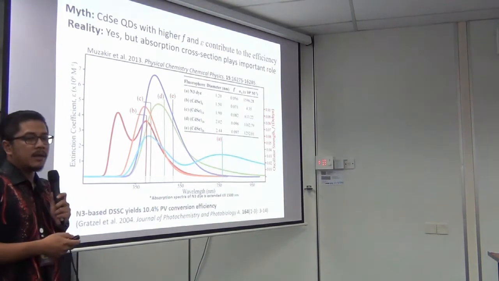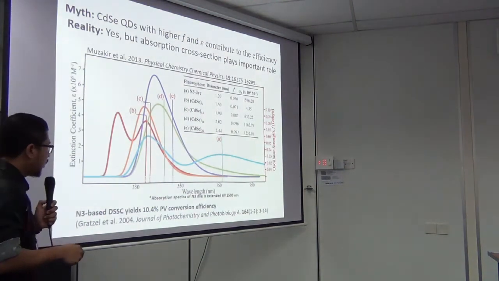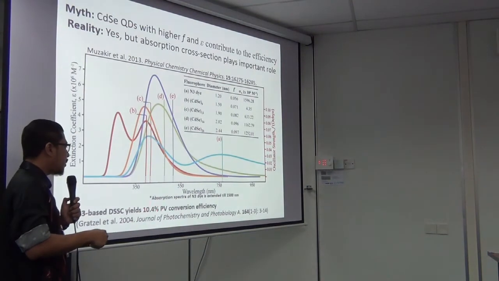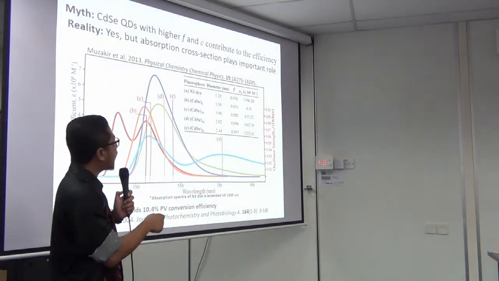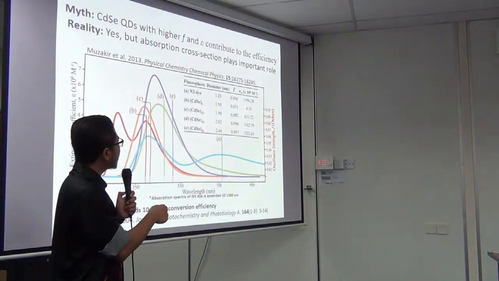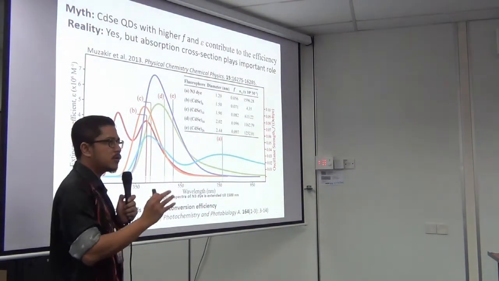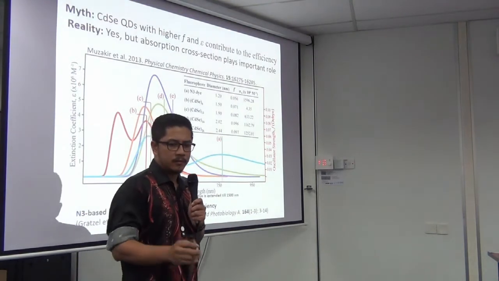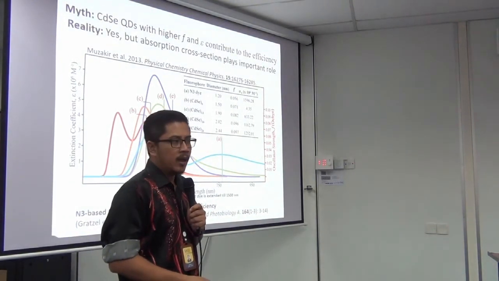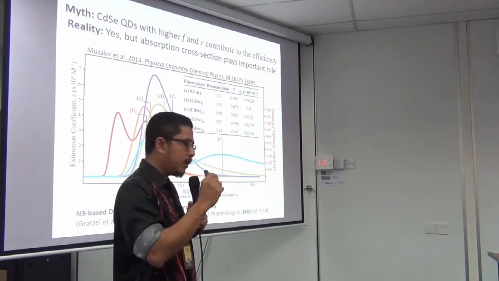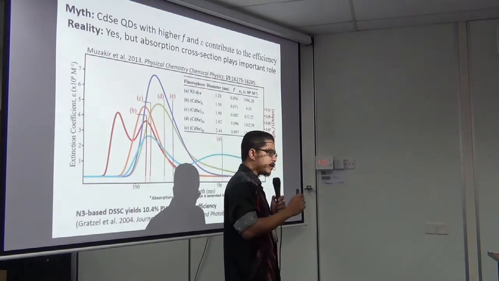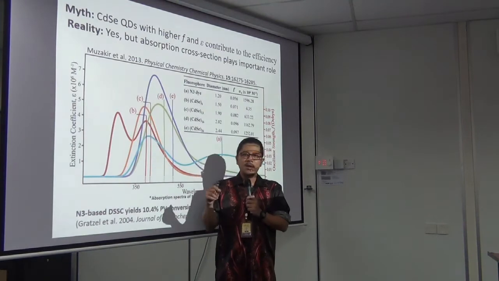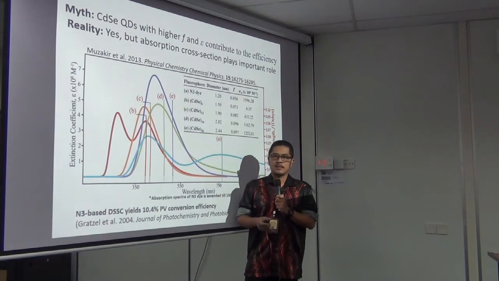That is why the N719 dye could yield about 10.4% photovoltaic conversion efficiency. If we compare with the other CdSe QDs, they only produce very low efficiency. So now the challenge is that we need to synthesize quantum dots which have higher alpha A than the dye.